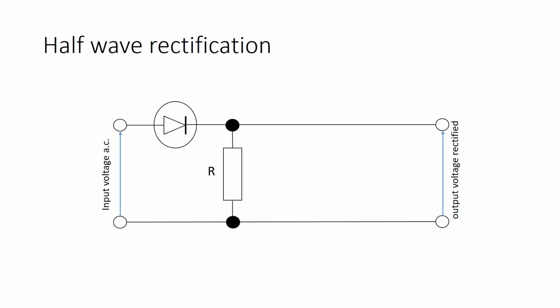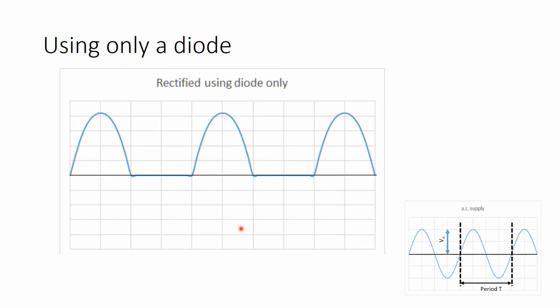Okay, so here we have a circuit for half-wave rectification. We have an input voltage, which is AC. We go through a diode, which only allows current in one direction. And then if we measure the output voltage over the resistor there, we will find that we get a half-wave rectification of our AC. So this is what this looks like.